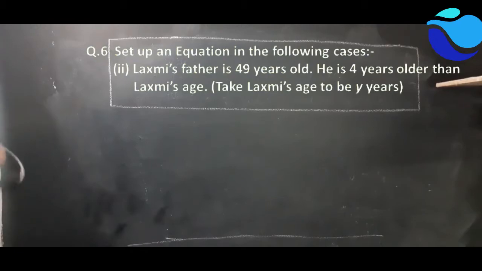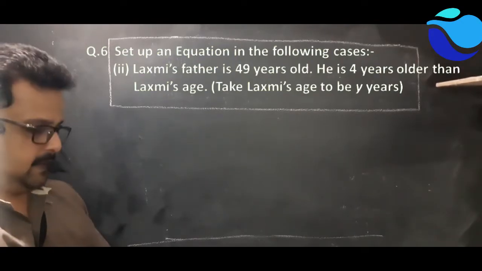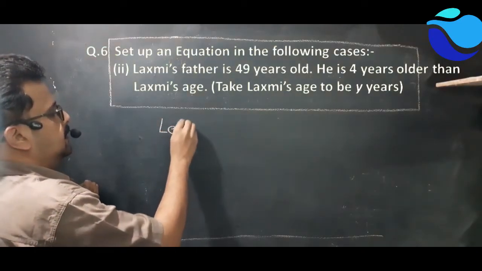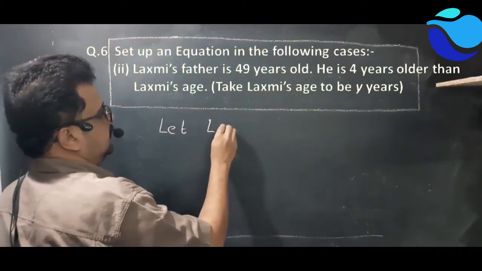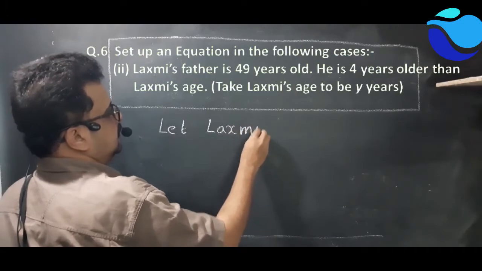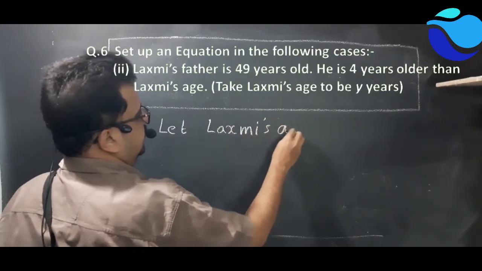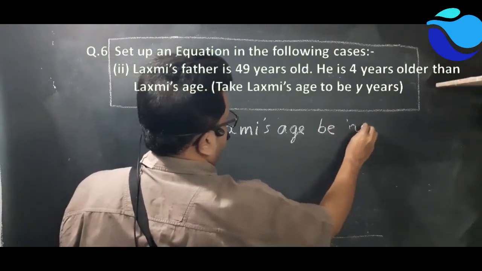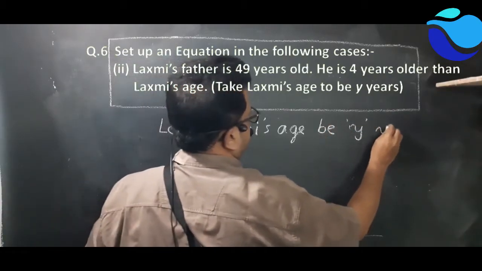What is the second question? Lakshmi's father is 49 years old. He is 4 years older than 3 times Lakshmi's age. Take Lakshmi's age to be y years. That you can take. We first write: let Lakshmi's age be y years.